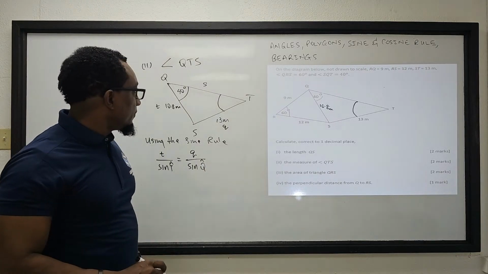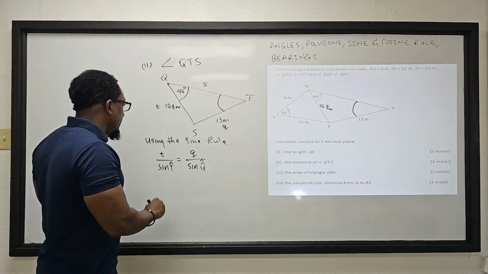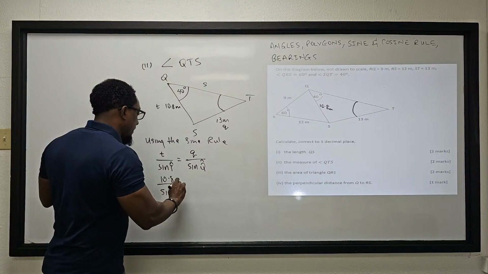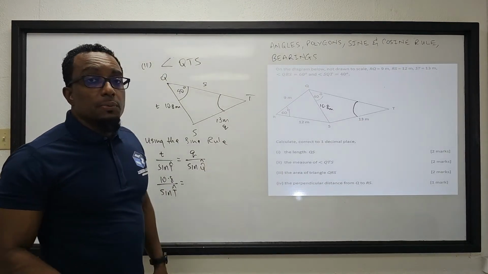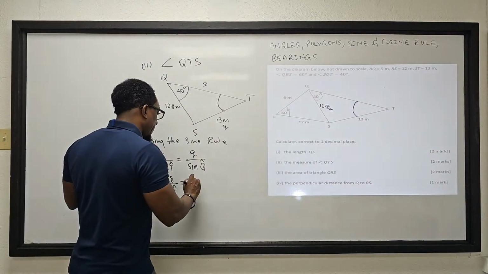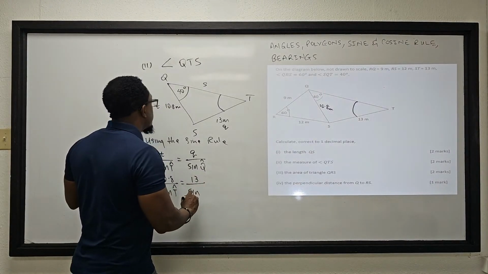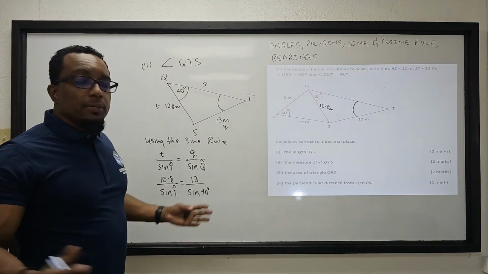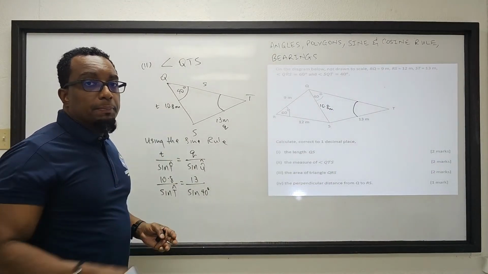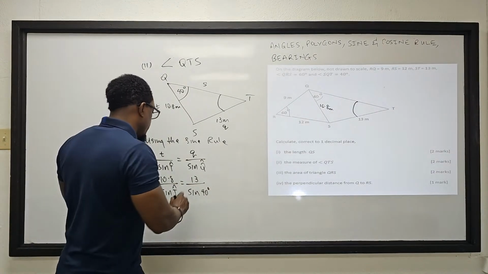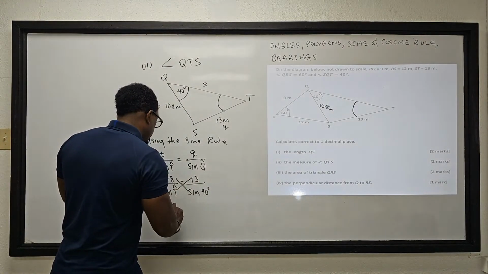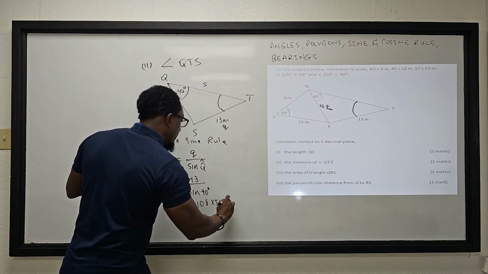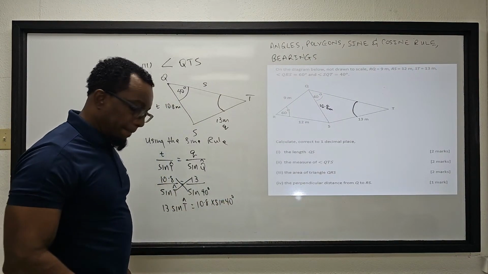Good? So this will be what? 10.8 over sine the angle at T is equal to Q, which is what? 13 over sine the angle at Q, 40 degrees. And what we'll do here, let's simplify, what? Cross multiply to remove it from the fraction. 13 sine the angle at T is equal to 10.8 by sine 40.